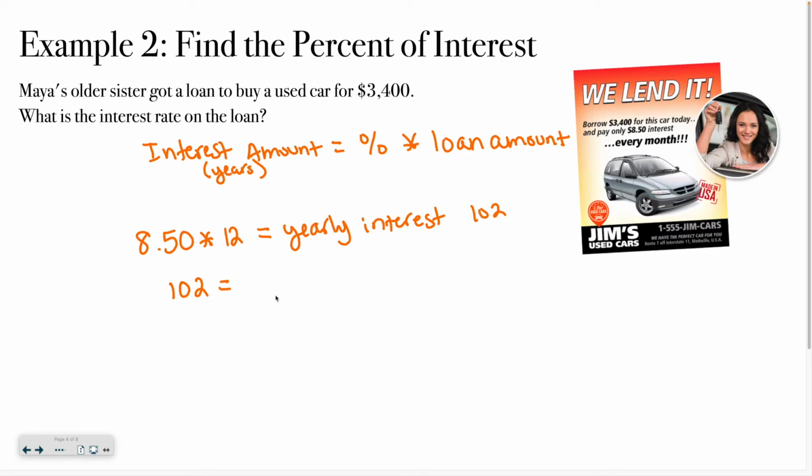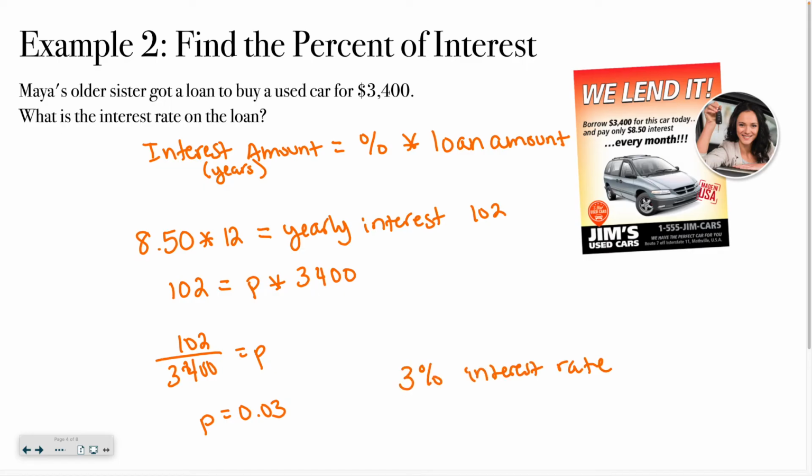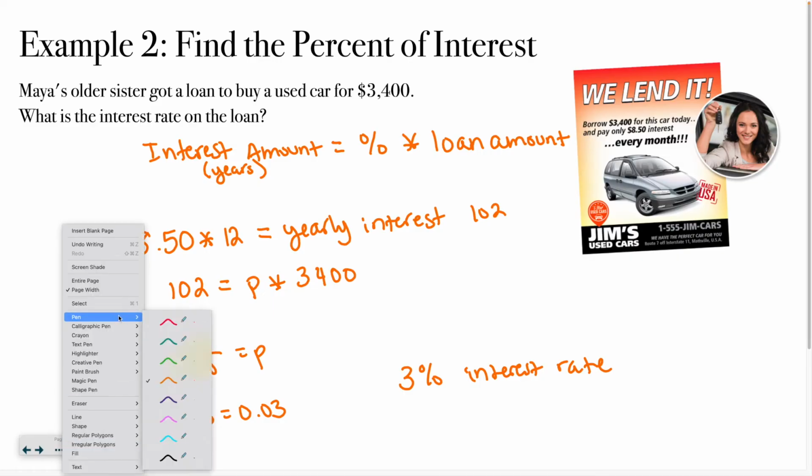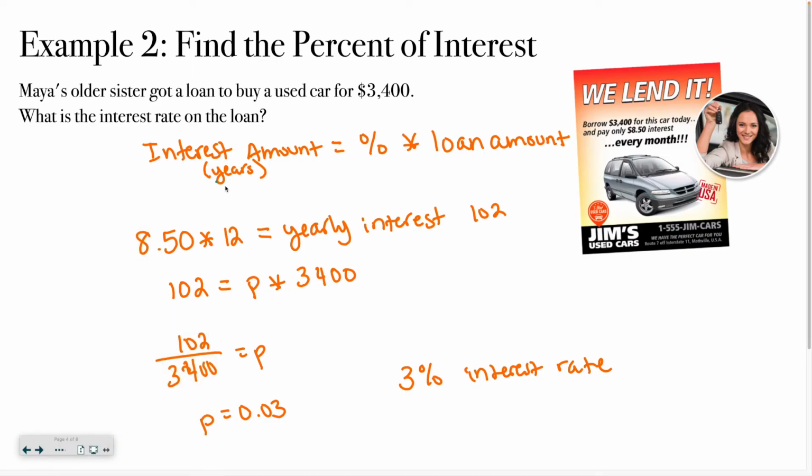So I'm going to say $102 equals, and then that percent times, we're told that she borrowed the $3,400. So I'm going to do 102 divided by 3,400. And when I do that, I get 0.03, which tells me that the interest rate she got was 3%. Okay, so the big takeaway I need you to get from this problem, because it is pretty similar to what we've been doing, is that this interest amount needs to be in years.